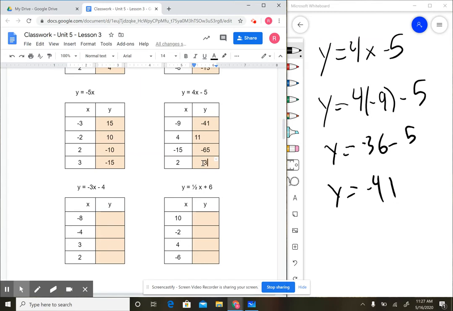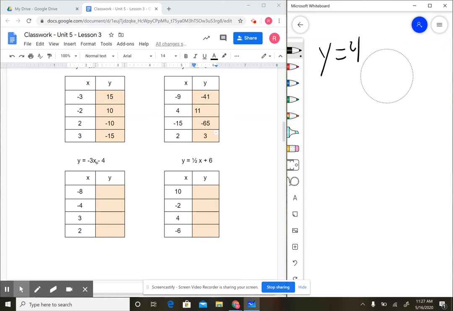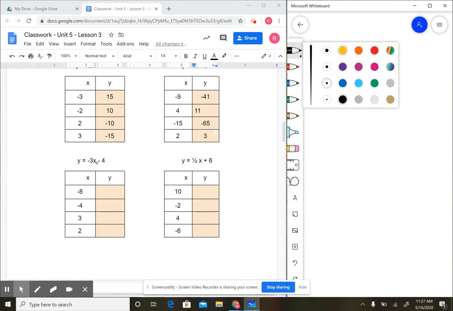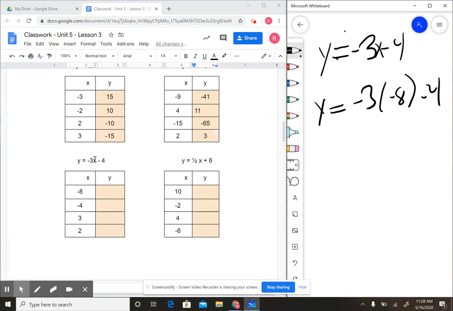Okay. We're almost done with the tables. So here we're gonna take the x and multiply it by -3. So we're gonna take the x, multiply by -3, and subtract 4. So for the first one, it's gonna look like -3 times -8 minus 4. So -8 times -3 would be 24. 24 minus 4 would be 20.